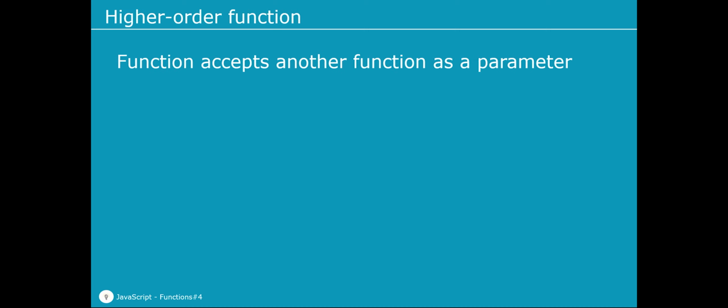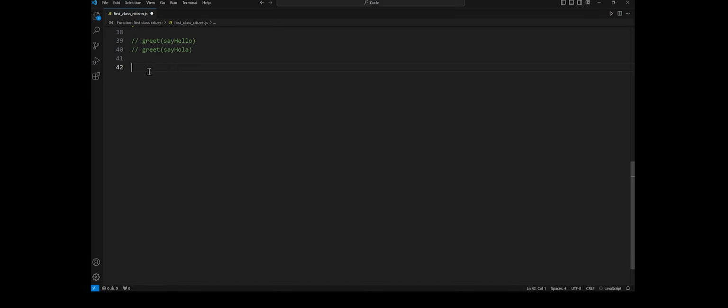Second is the higher order function, a function that accepts another function as an argument and/or returns a function as an output. In our code, the function greet is a higher order function. I will take one more example to explain the benefits when we pass a function as a parameter.